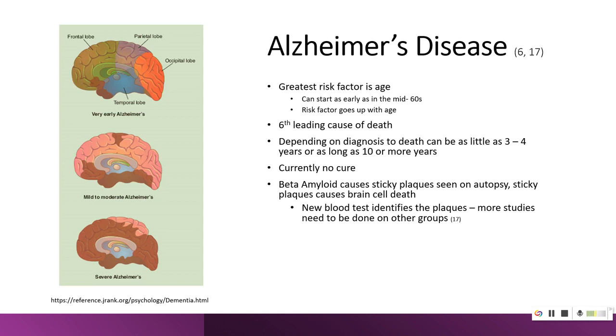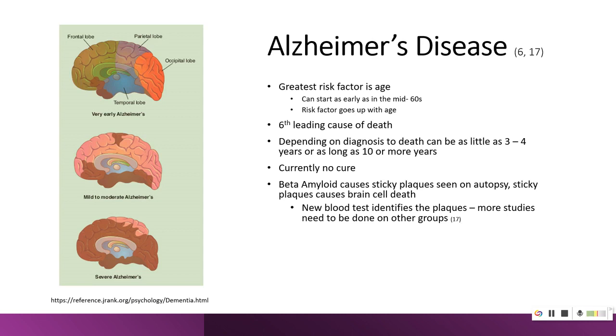I did want to talk about the left side of this slide, where you can see very early Alzheimer's. The frontal lobe is the front part of your head, kind of your forehead. The parietal lobe is the top part of your head, and the occipital lobe is in the back. The temporal lobes are by your ears. Each one of these is going to be affected differently as the disease progresses.